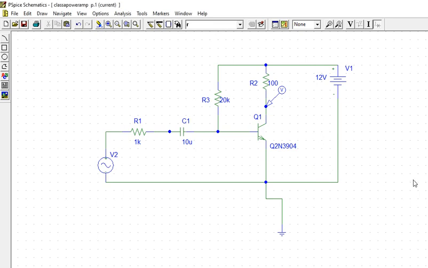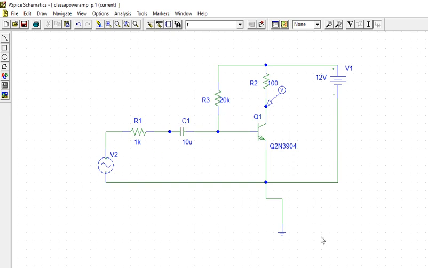In this video we will see the class A power amplifier. In class A this is called series fed, because the load is in series with a resistor of 100 ohms. The output is taken with a series resistor, hence it is called series fed. Here you can take a transformer, then it is called transformer coupled class A. Since we have taken a resistor, it is called series fed.